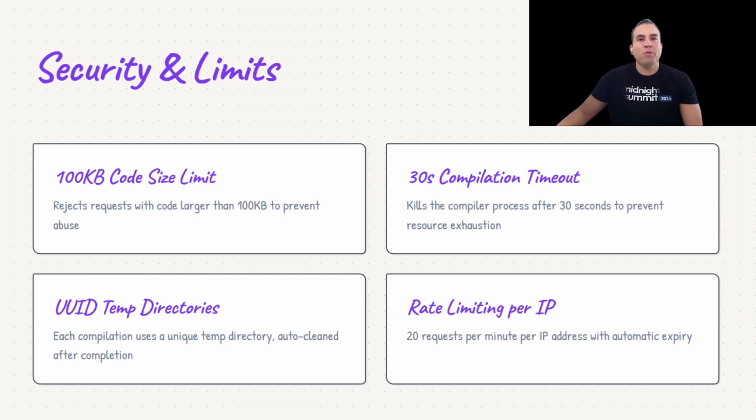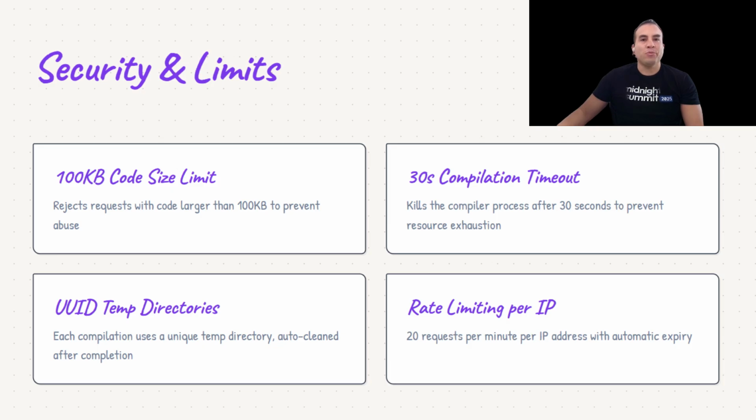Security is handled through multiple layers. And this is important because you're running a public compiler service. Code size is capped at 100 kilobytes. Nobody needs to compile 100 kilobytes of compact code in one request. So this prevents abuse. There's a 30 seconds compilation timeout. If someone submits code that makes the compiler spin, intentionally or not, it gets killed after half a minute.